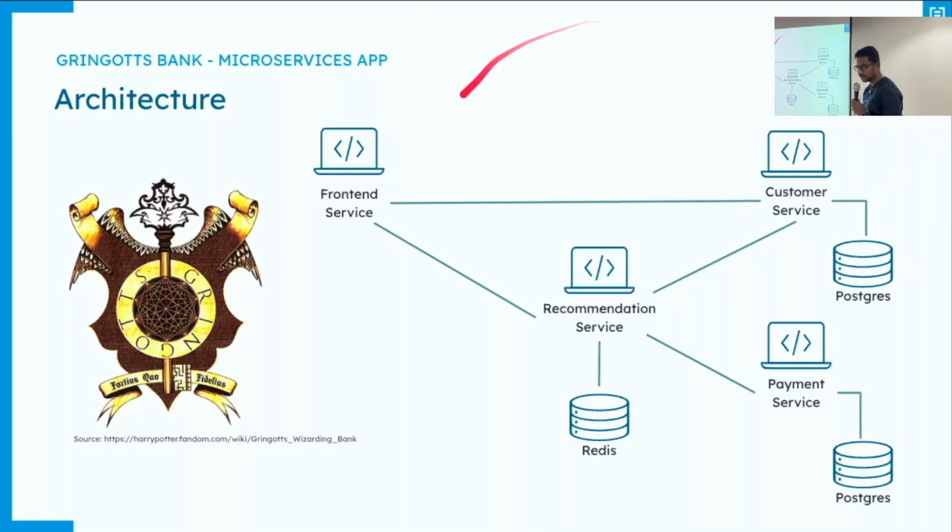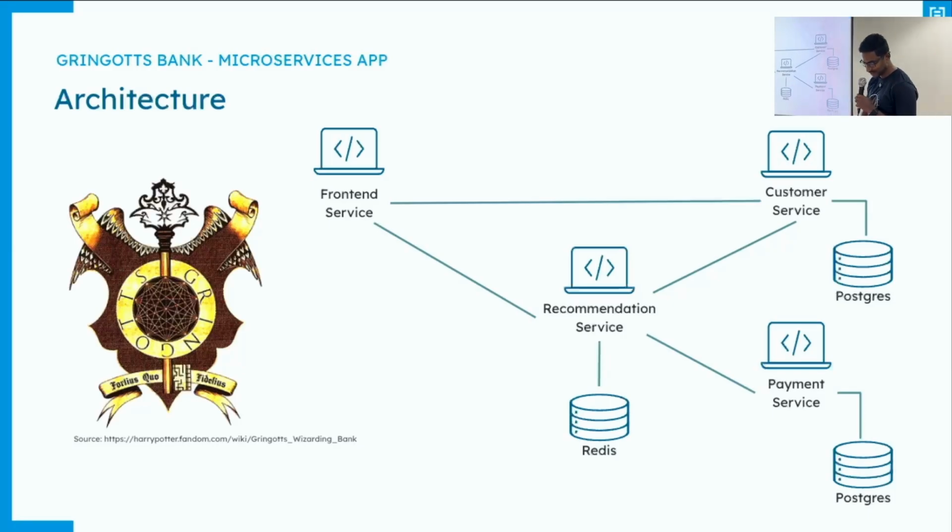We have a front end service which acts like an orchestrator that talks to other microservices. Then we have the customer service backed by a Postgres database. We have a payment service backed by a Postgres database, and we have a recommendation service backed by Redis. Actually, there is no reason to use Redis here. I just used it to demonstrate a complex microservices system.